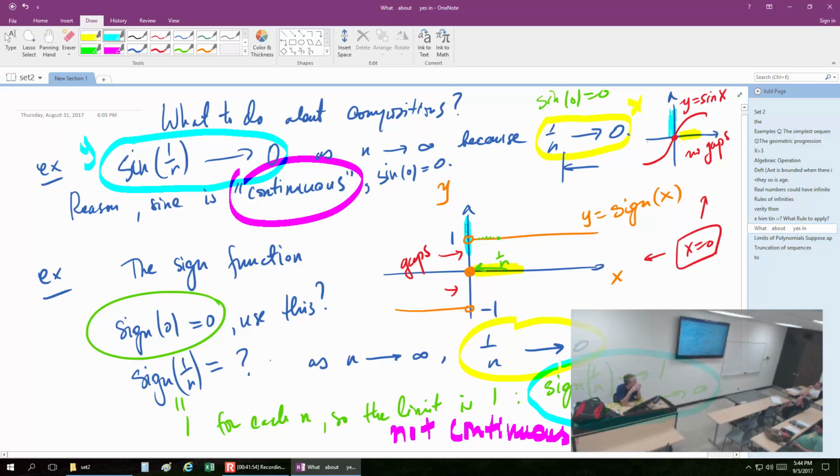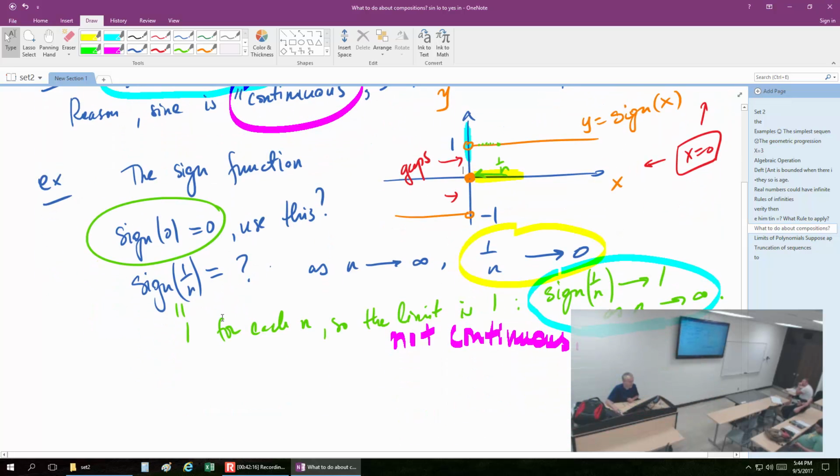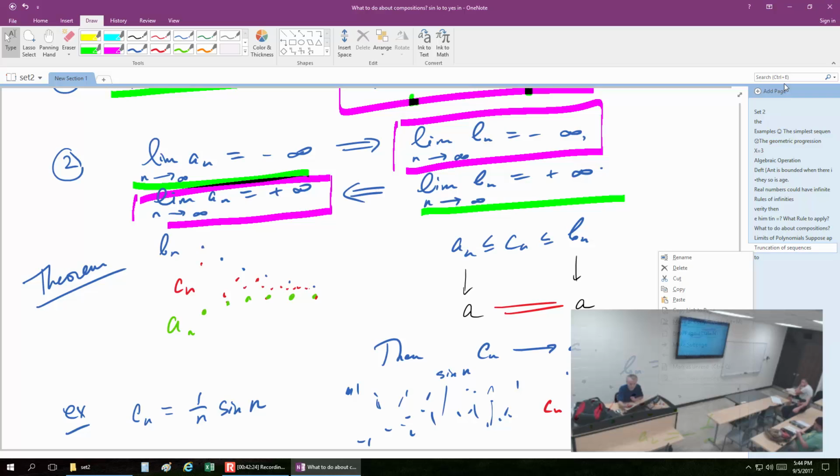No matter what x is, as long as it's larger than 0, the value of y is 1, and so it converges to 1, even though the value at 0 is 0. So that's where the gap comes from. The limit behavior of the y's does not match the value of the function.